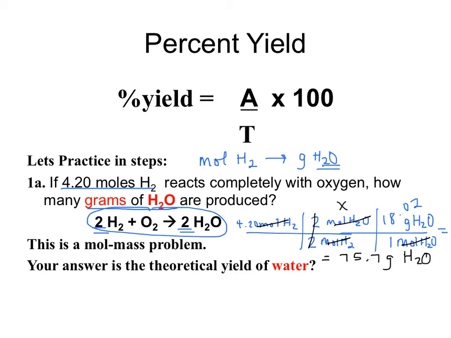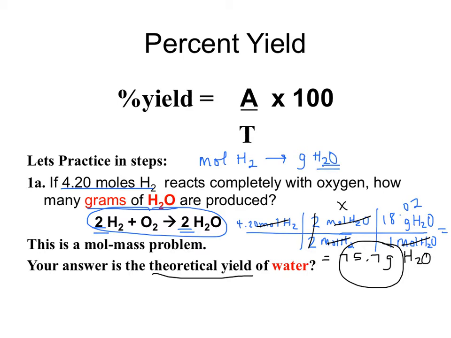What I need you to understand now is that amount that you just calculated, the amount of product produced, is actually the theoretical yield of water. Using the balanced chemical equation, this is how much water should be produced if you follow the recipe. 2 parts hydrogen for every 1 part oxygen. You should get 2 parts water. And starting off with 4.2 moles of hydrogen, you should get 75.7 grams of H2O, as long as nothing goes wrong.